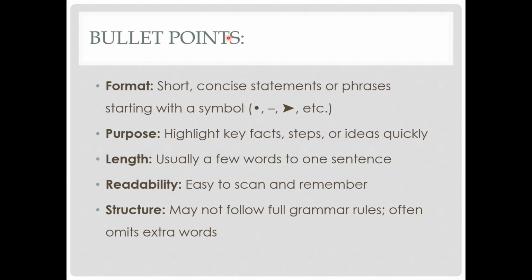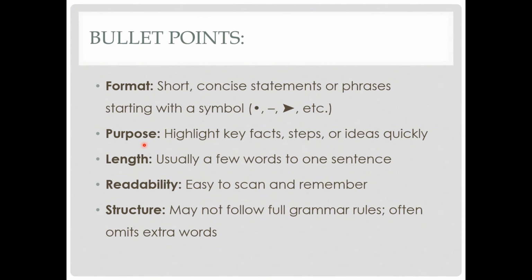Bullet points कहाँ use कर सकते हैं? Think about it. The format of bullet points should be short, concise statements or phrases. बहुत छोटे छोटे से phrases होने चाहिए, short होने चाहिए, बहुत लंबे लंबे sentences नहीं लिखने. Starting with a symbol. हर bullet point is starting with a symbol of this dot. Look at this slide. These are all bullet points and they are starting with a symbol. That shows that this is the start of a new bullet point.